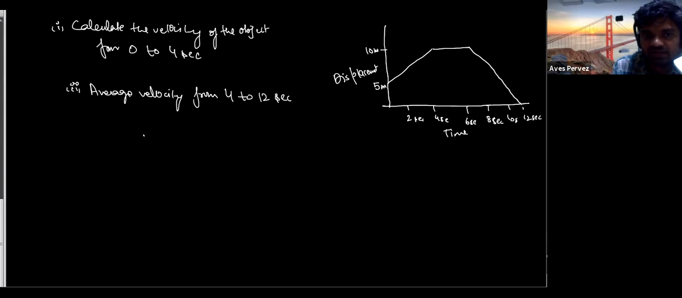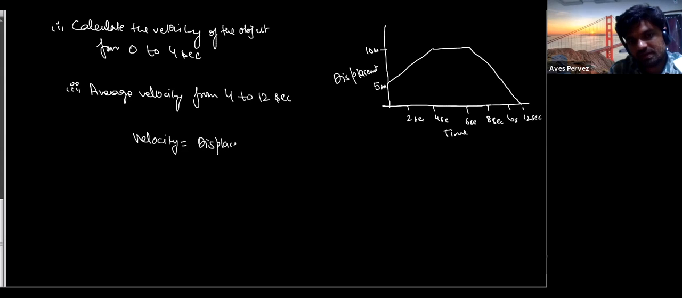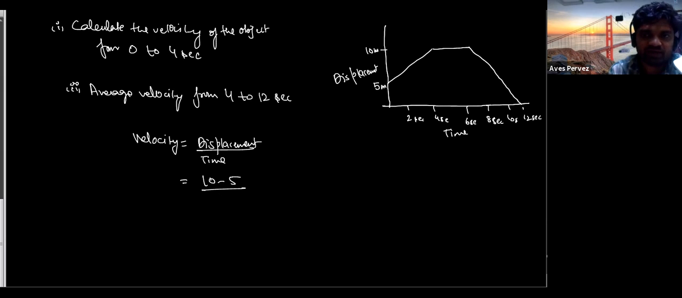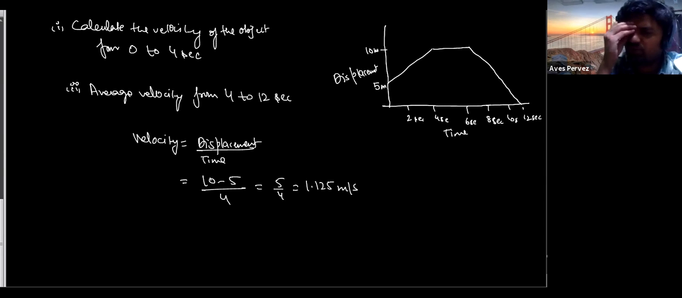So we can write here that velocity is equal to displacement upon time. In simple language, the displacement is the final displacement minus the initial displacement, 10 minus 5, divided by time, that is 4. So that is 5 by 4, and that will be 1.25 meter per second. That is the velocity of the object.